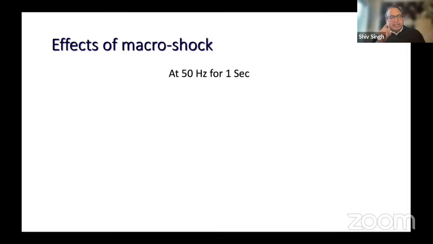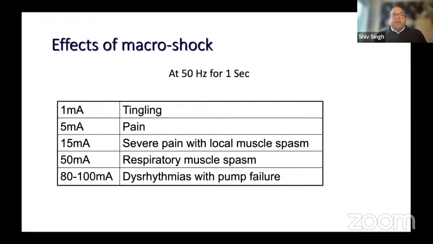Now, if a 50 hertz current was to pass for 1 second through the body, what would it do? If it is as low as 1 milliamp, it will just cause tingling. 5 milliamps, it can cause pain. If you want to actually see it, apply a Train of 4 monitoring on yourself, and you can experience it. I did it very recently. 15 milliamps, it causes severe pain and can cause local muscle spasm. At 50 milliamps, the respiratory muscles can go into spasm. Okay, you can stop breathing.